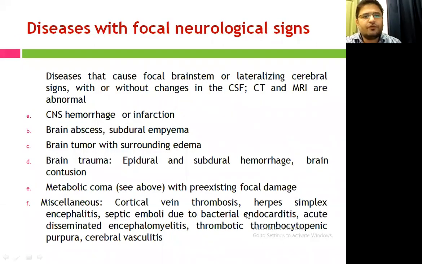But if you find a focal neurological deficit, then the differential diagnoses could be CNS hemorrhages or infarctions, brain abscess, subdural empyema, brain tumor, and trauma like epidural or subdural hemorrhage, where history will usually guide you to the diagnosis. Others include metabolic states with pre-existing focal damage, cortical vein thrombosis, herpes encephalitis, septic emboli due to bacterial endocarditis, and cerebral vasculitis.